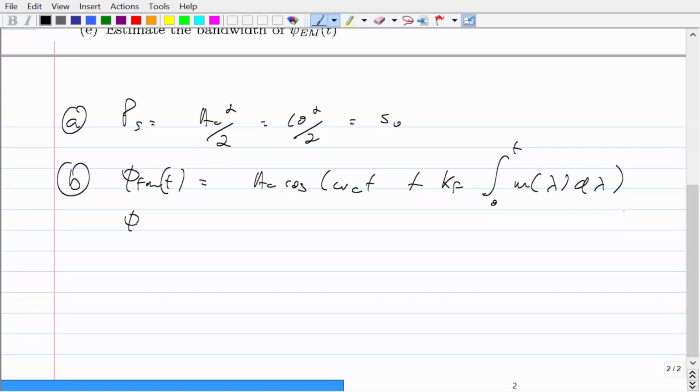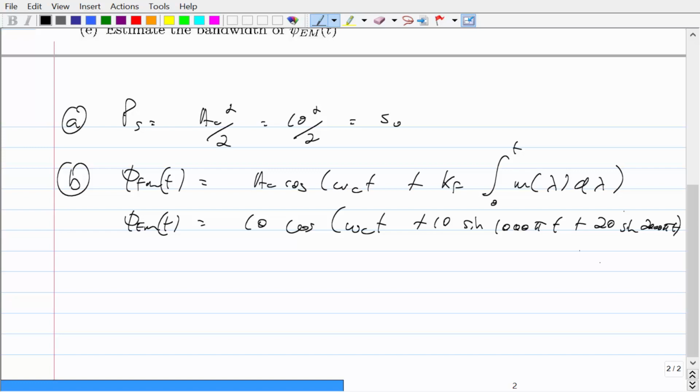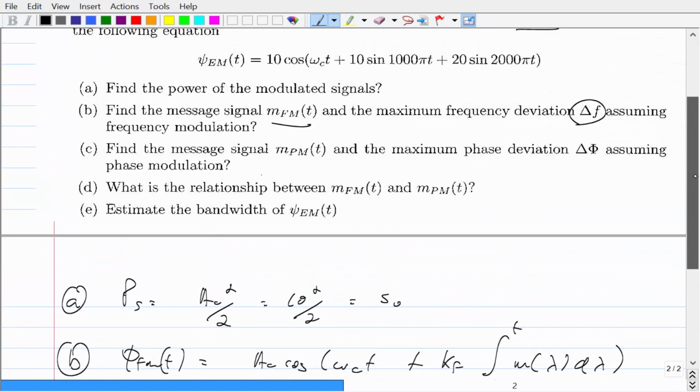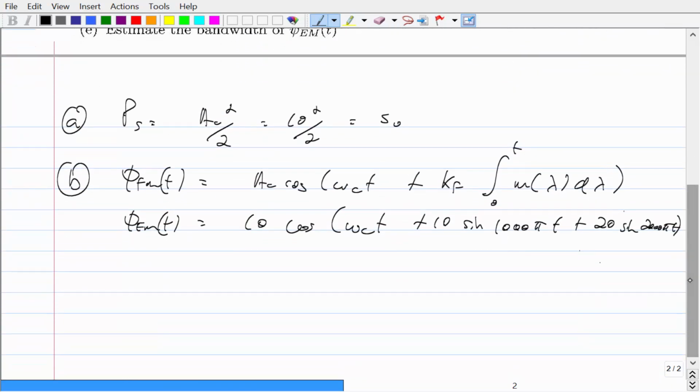Now, the signal that we have is given as 10 cos omega_c t. We actually don't need to know what omega_c is, but it's 1 megahertz in terms of frequency. This is what is given in the problem. So all you have to do now is compare apples with apples. This is our definition of frequency modulation, and we just have to compare it with the given signal.